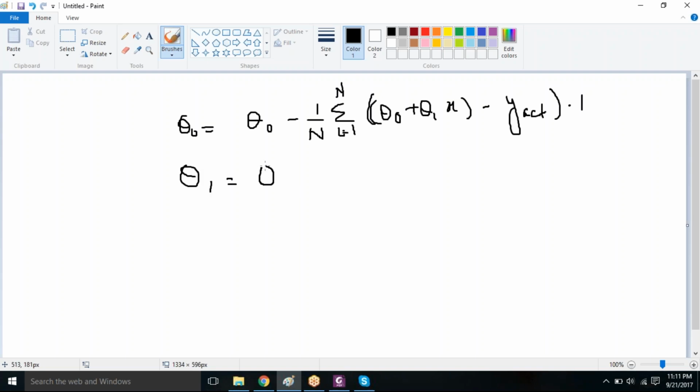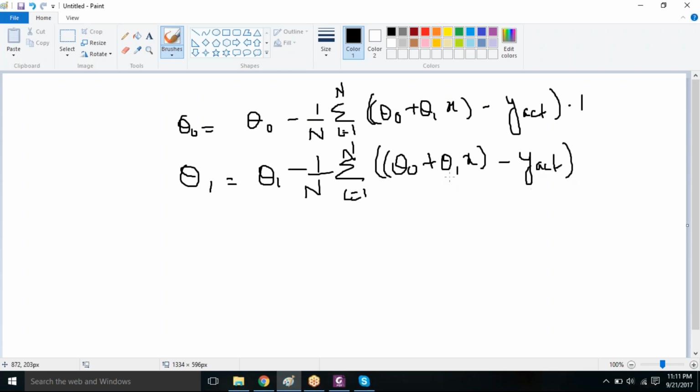Theta 1 will be similarly written as theta 1 minus. I am not going through the derivation, but if you go through the same derivation on your own, you will find something like this: theta naught plus theta 1 x minus y actual. This differentiation was done with respect to theta 1. And then when you again differentiate this, if you are doing the partial differentiation with respect to theta 1, you will find it multiplied by x. Because the differentiation of theta 1 x with respect to theta 1 gives x, right?